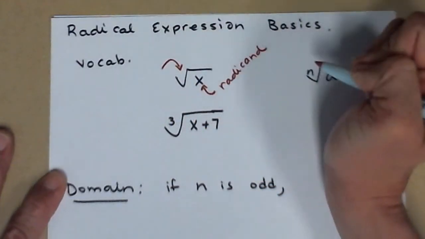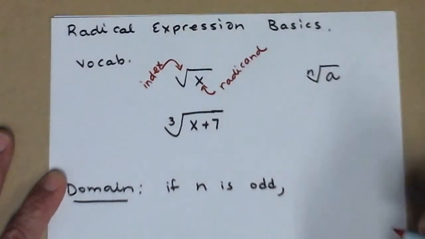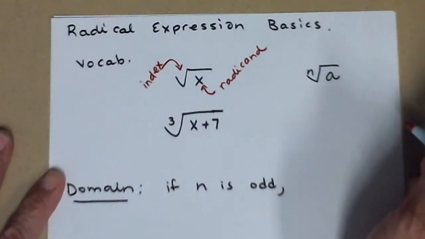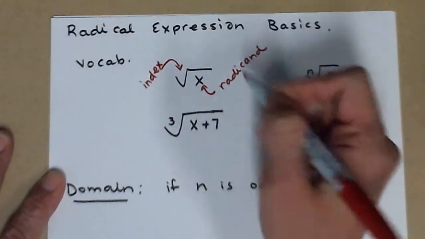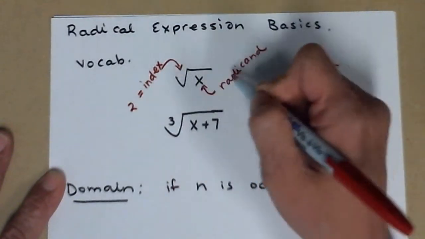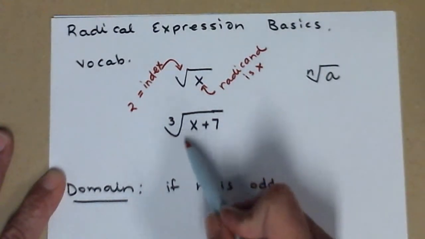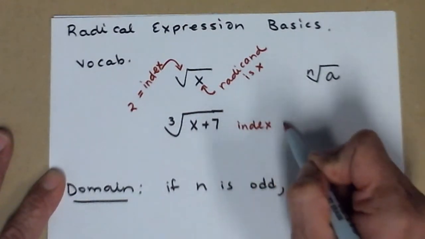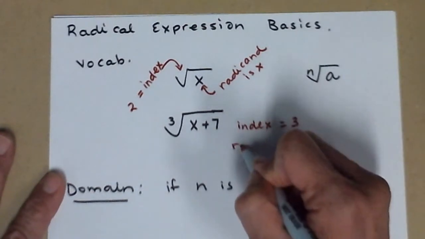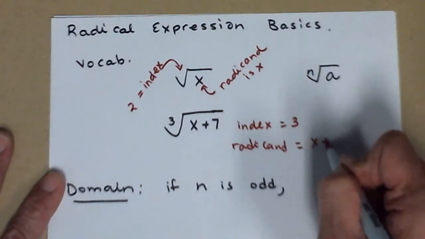And the little number that lives in this little crook is called the index. When it's a square root, we typically don't write the index, but it's understood to be 2. So for this first expression, the index is 2, and the radicand is x. For this expression, the index is 3, and the radicand is x plus 7.